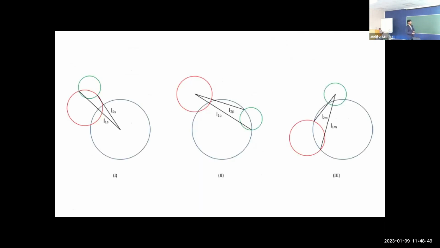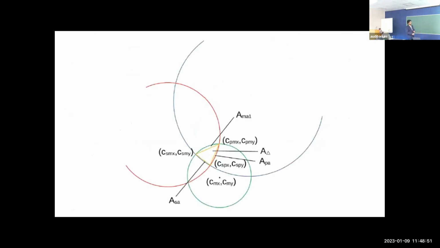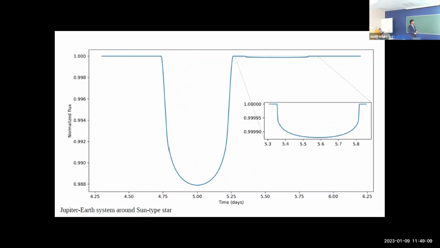Then another problem was finding the area of occultation of all three bodies. This can't be solved analytically, but there is an approach by Howell et al. 2006 that we have adopted. If we know the coordinates of the centers of these three bodies, we can find the area of occultation. I'm not going to show the mathematical formulas here, as that will take a lot of time. Basically, I will show you some of the light curves we have obtained from this formalism.